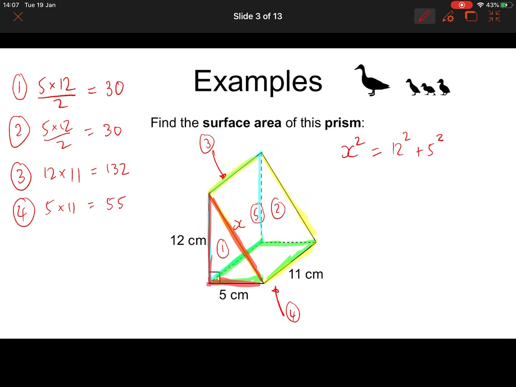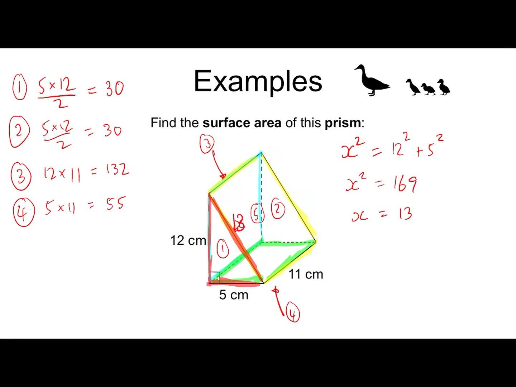So we have to use Pythagoras. I could have made this question easier by telling you what x was, but I decided not to. You need to remind yourself about Pythagoras. So 12 squared plus 5 squared is equal to 169. Square root the answer, and that is 13. So this distance is 13. So I now know that the yellow rectangle has a base of 11 and a height of 13. So that would be 143.